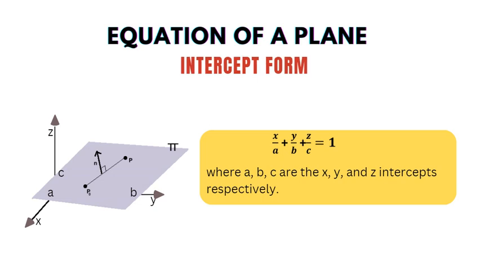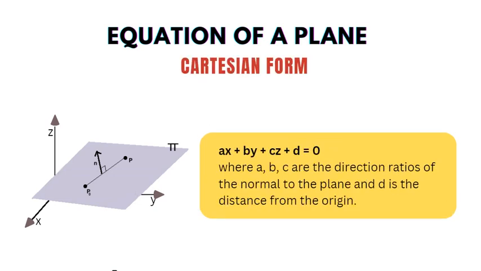If the plane makes intercepts a, b and c with the x, y, z axes respectively, then the equation of the plane is given by x/a + y/b + z/c = 1. If a normal to a plane has direction ratios a, b and c, and d is related to the distance from the origin, then the equation of the plane is given by ax + by + cz + d = 0.